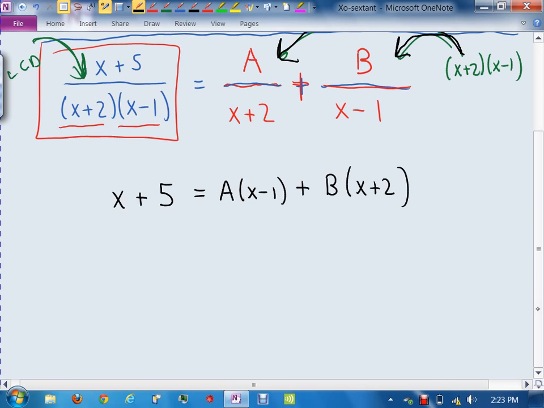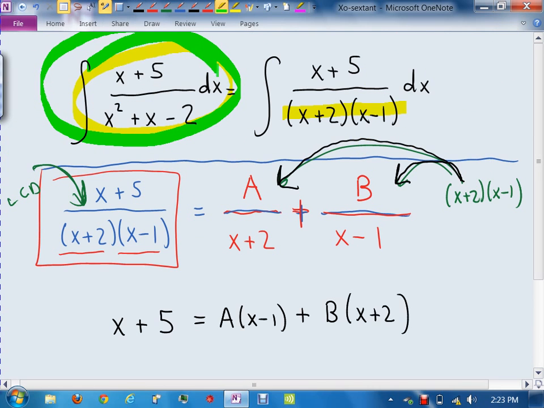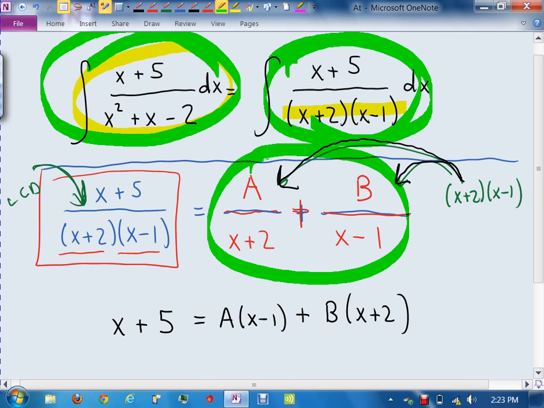Not x. What are we trying to find? A and B, right? Because if I can take this original integral and somehow rewrite it like this, and then break this down to be two things separated by addition, and each one of those is linear, I can do natural logs on those, and it'll be easy for me. It's just figuring out what A and B are. That's our goal, to find A and B.